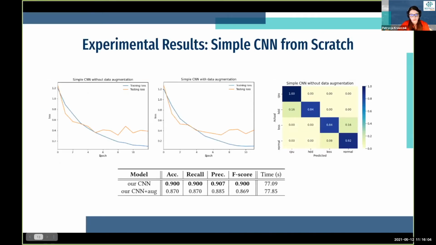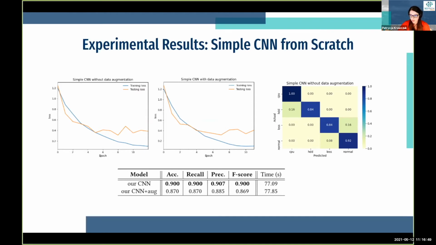So here are our results for a simple convolutional neural network that we created from scratch specifically for this problem. And we train it with and without data augmentation, since our data set is pretty small and these methods are very data hungry. We decided to try with some rotations, flips, shifts, and so on to increase the size of our data set. However, this did not lead to an increase in performance. It actually led to a smaller accuracy.